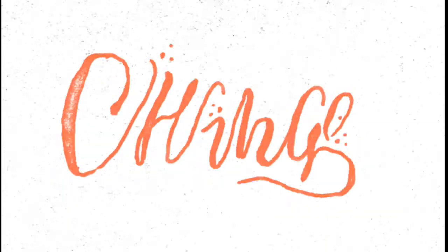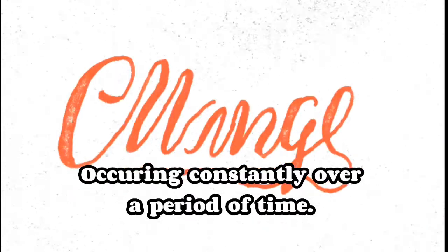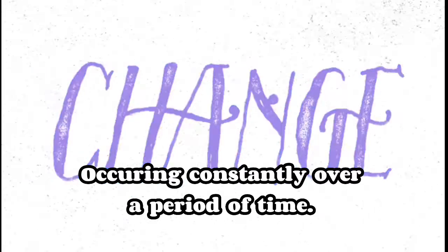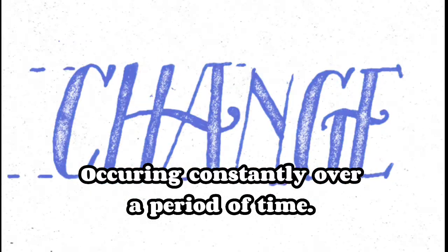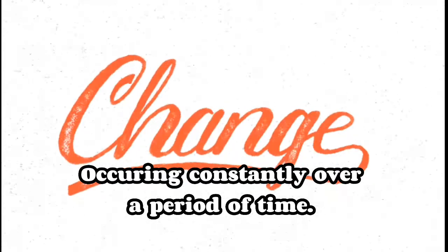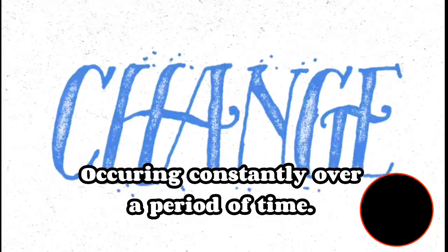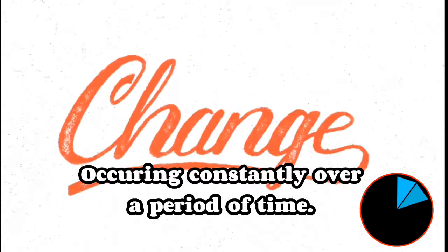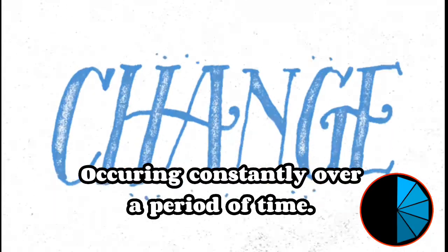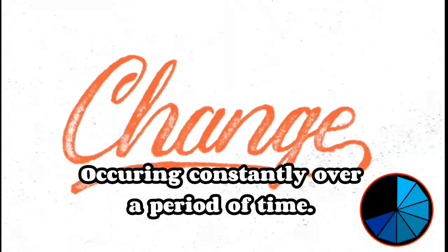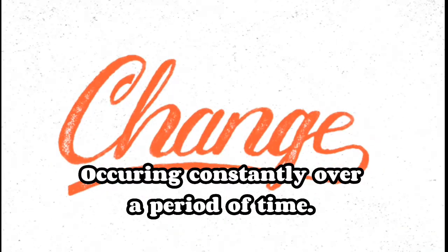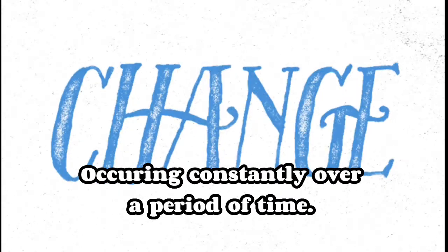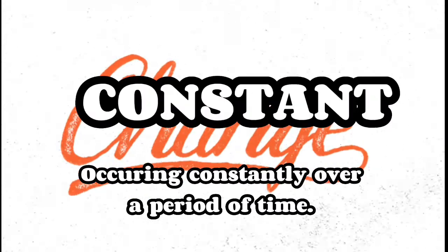Last picture. The picture has the word change, and the definition states that it occurs constantly over a period of time. For the last time, who am I to you? Any guess? That's correct. The word is constant.